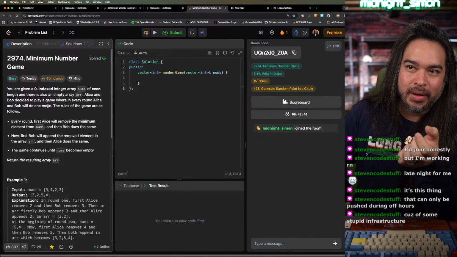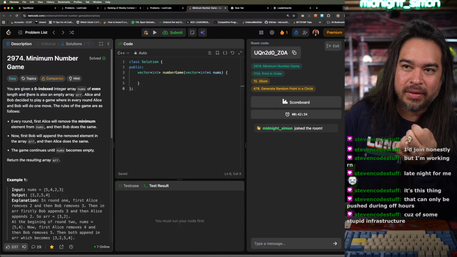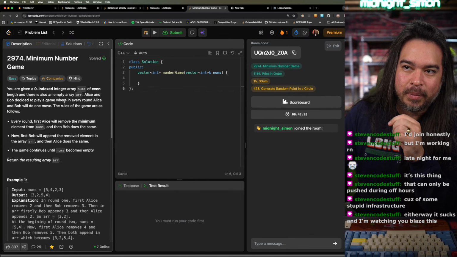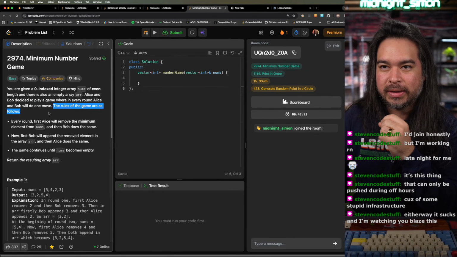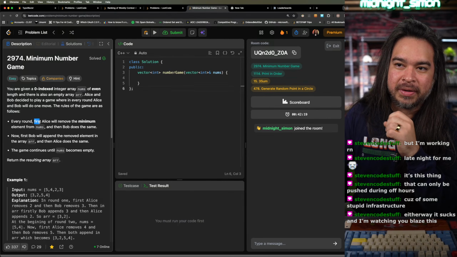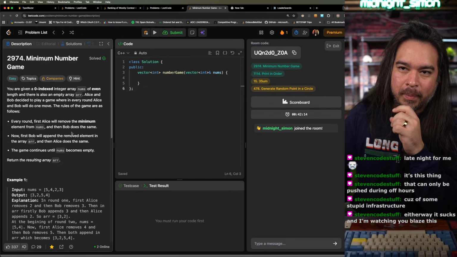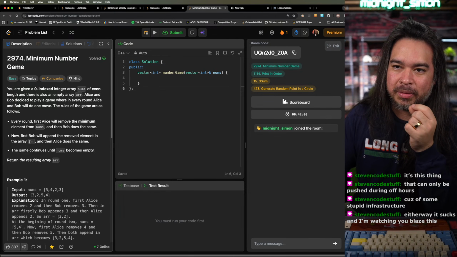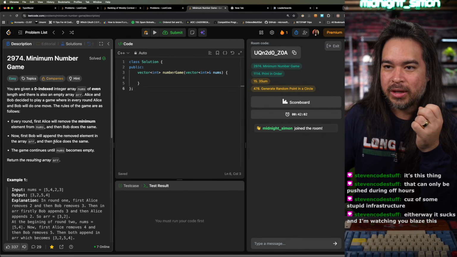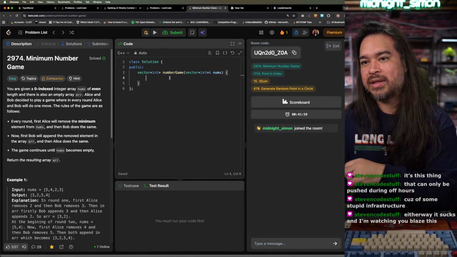Minimum number game. You're given a 0 indexed integer array nums of even length, and there is also an empty array R. Alice and Bob decide to play a game where in every round Alice and Bob will do one move. The rules of the game are as follows. Every round, first Alice will remove the minimum element from nums, and then Bob does the same. Now, first Bob will append the removed element in the array R, and then Alice does the same. The game continues until nums becomes empty. Return the resulting array.